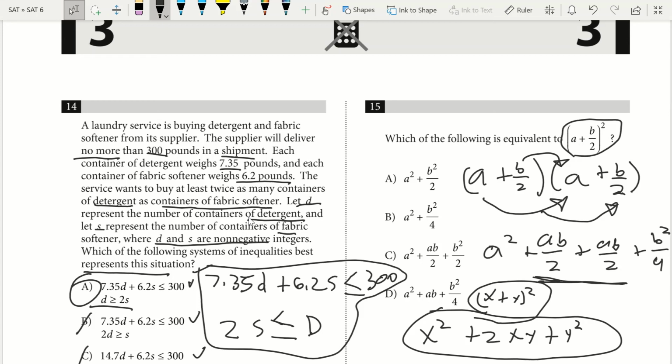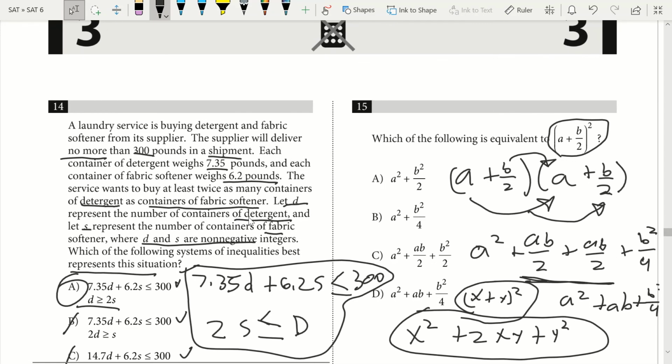So if you can memorize that, that'll be helpful. And you would see that 2 times our AB over 2 would get rid of our 2, and we'd be left with plus AB, which we see here as we go A squared plus AB over 2 plus AB over 2. That's the same as plus 2AB over 2. The 2's would cancel, and we'd get A squared plus AB, and then we have plus B squared over 4 as our answer. So plus B squared over 4.